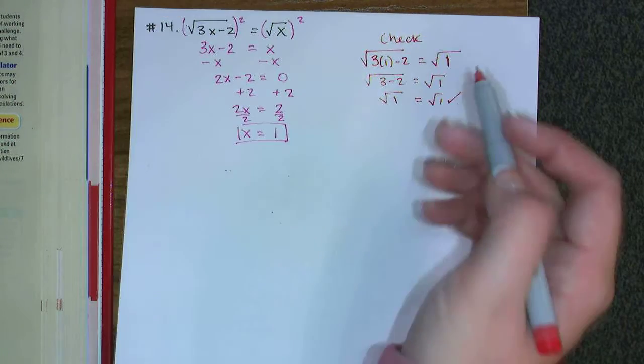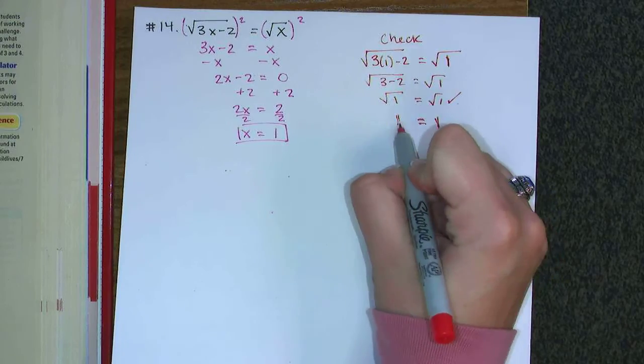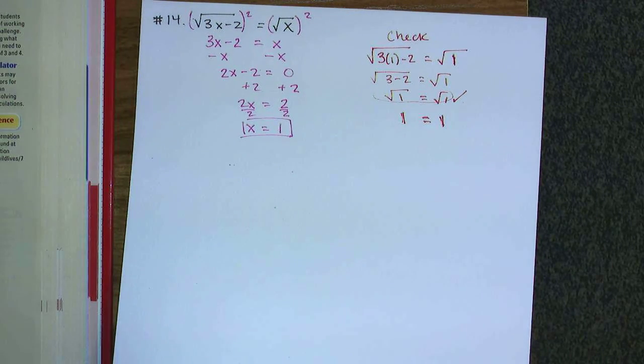Now, obviously, this is just 1 is equal to 1 because the square root of 1 is 1. But this is showing that it's equal because we can't mess with one side. We can only mess with one side. We can't do anything to both.